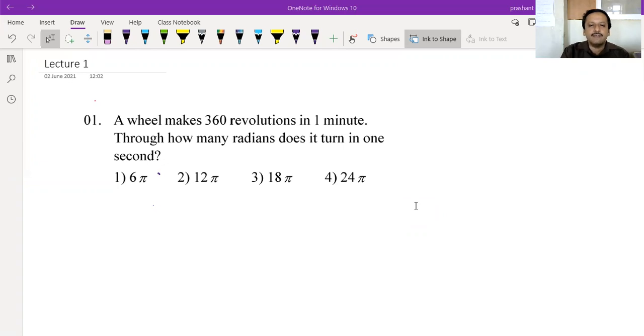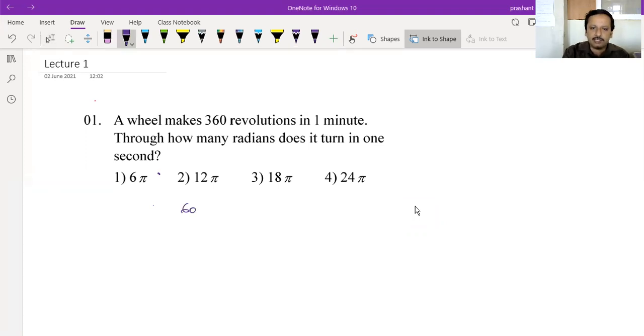Okay, so a wheel makes 360 revolutions in 1 minute. Through how many radians does it turn in 1 second? So a wheel makes 360 revolutions. Revolution means one round. Okay, it makes 360 revolutions, it covers 360 rounds in 1 minute. So through how many radians does it turn in 1 second? That's the question.